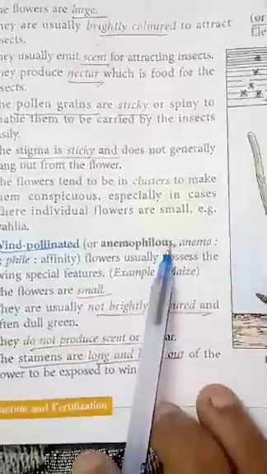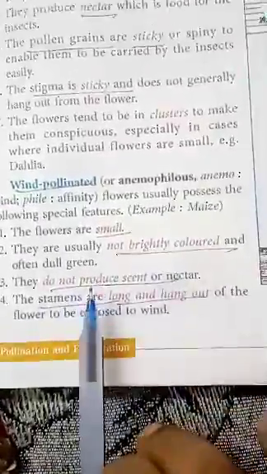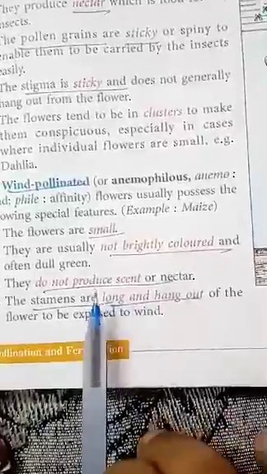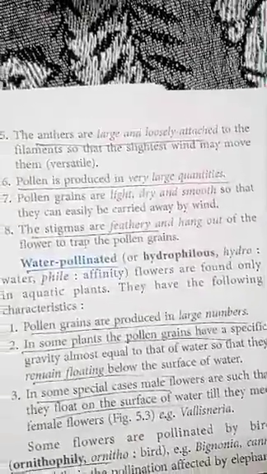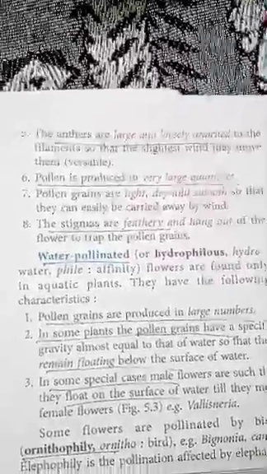Wind pollinated flowers are called anemophilous. The process is anemophily. Here also I have underlined the type of flower, whether nectar is present or not, long and hanging, etc. Please read them. You can learn these characters from the book.